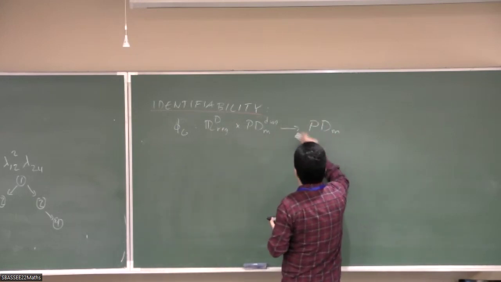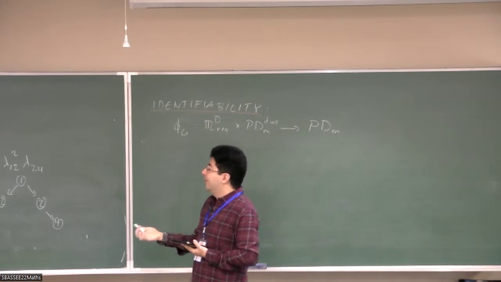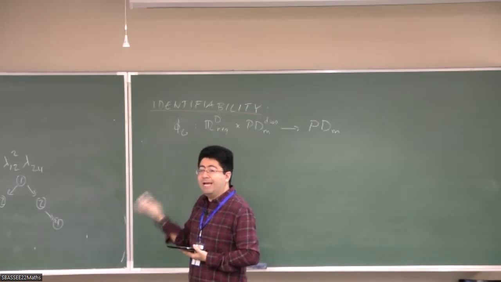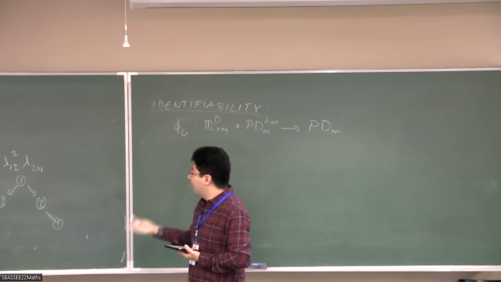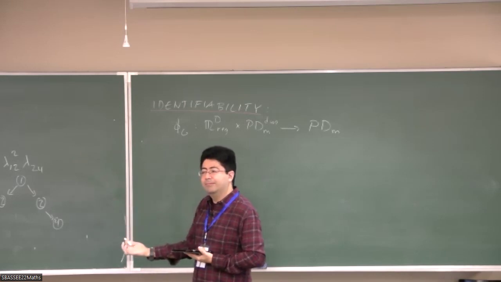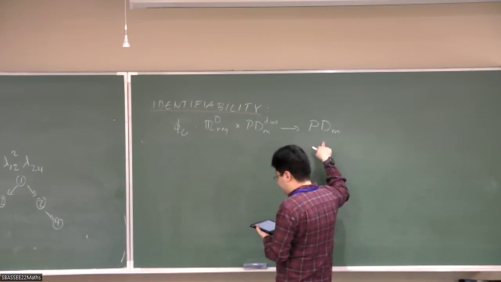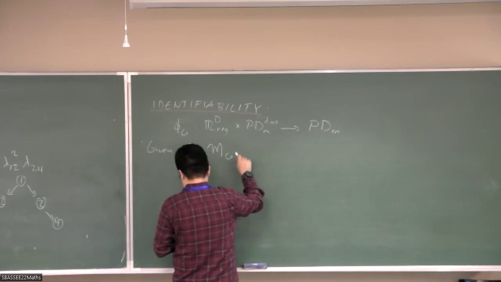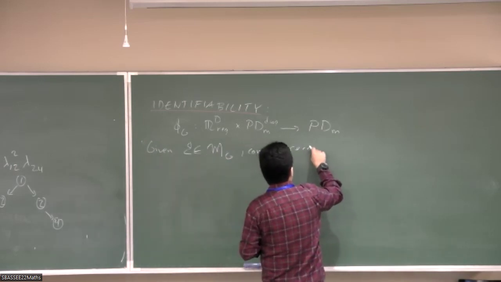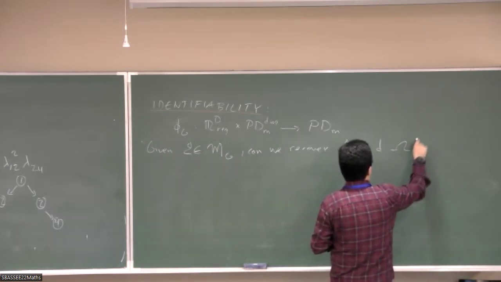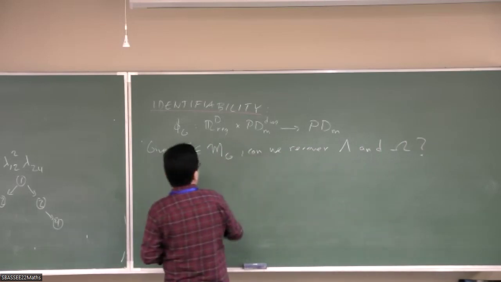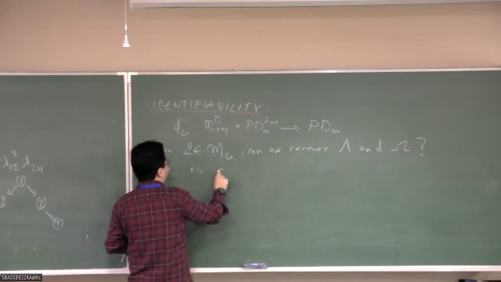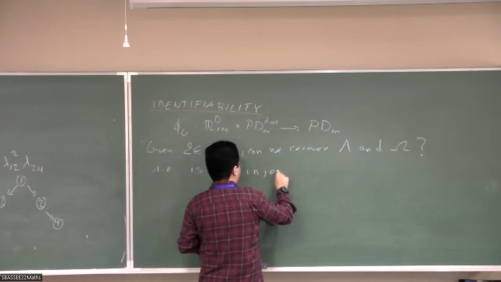Identifiability is important in statistics because now you're going to have data and you're going to estimate a sigma, right? Let's say we have this graph and we have sigma, but what we actually want to learn are the parameters. So what is the influence from 1 to 2? What is this lambda 1,2? So the question is: given a sigma in M_G, can we recover lambda and omega? In mathematical terms, this is easy to state because it just means that phi g is injective. Is phi g injective?